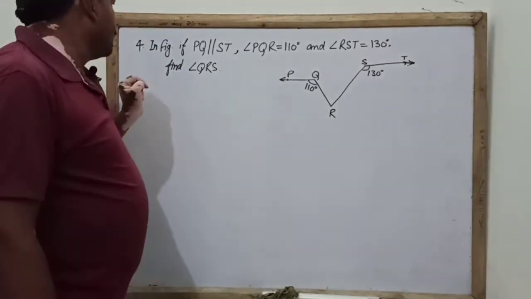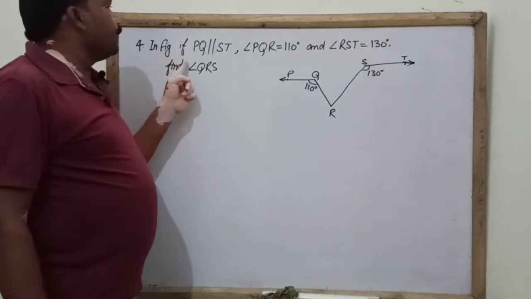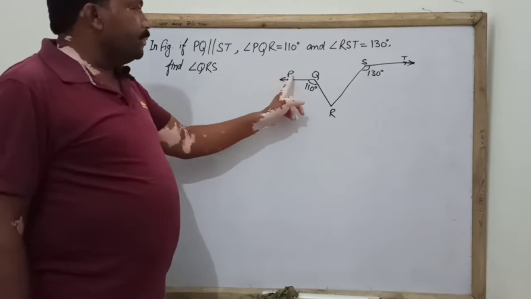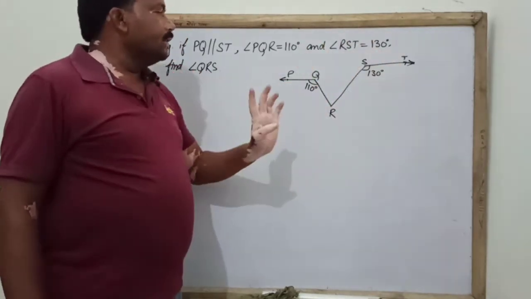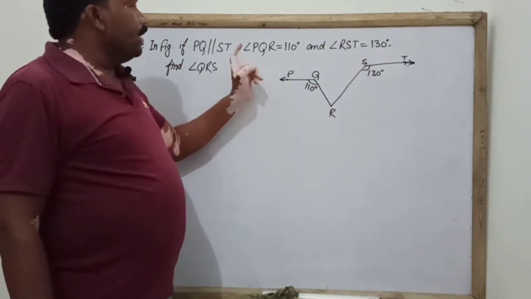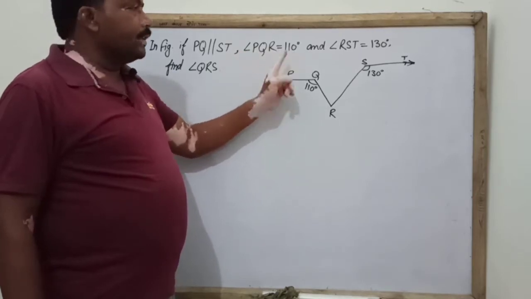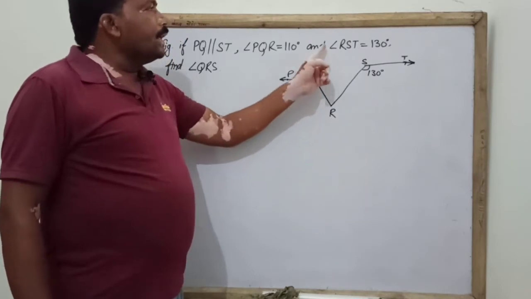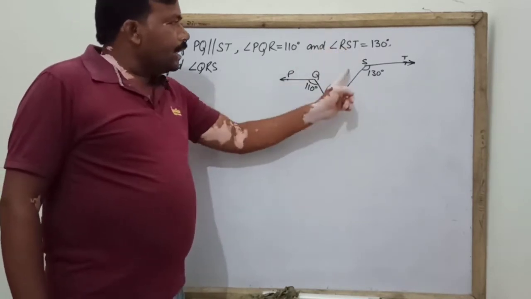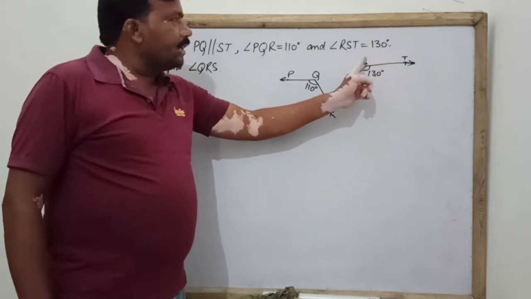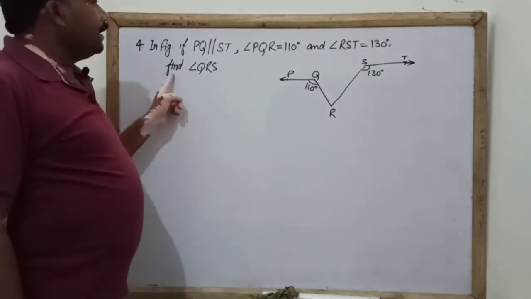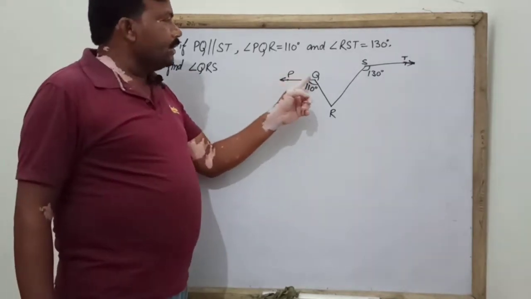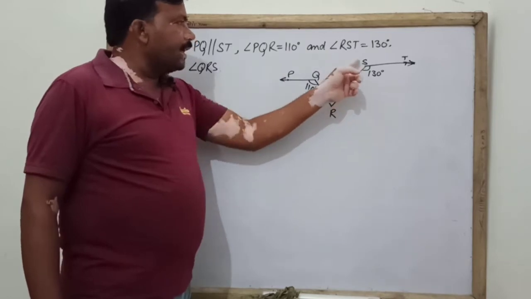Fourth numerical is this: in the figure, if PQ parallel to ST, angle PQR equal 110 degree, angle PQR means this angle, and angle RST, angle RST means this angle, equal 130 degree. Then find angle QRS, means we have to find the value of angle QRS.